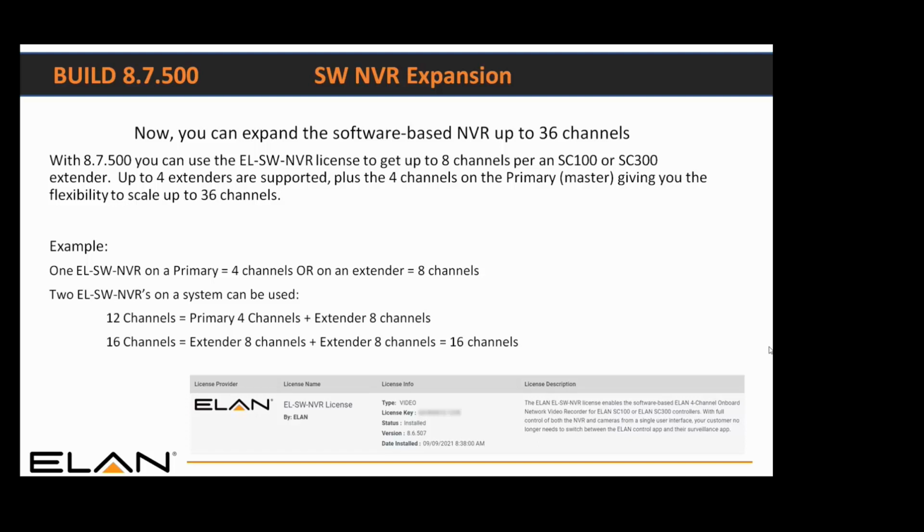And if you purchase 2 of those licenses, you can apply them to the primary or extender controller as you see fit. So if you had 2 extender controllers, you can apply the license to use both of those for 16 channels, or in the first case, you can apply it to the primary and the extender and get the 12 channels.